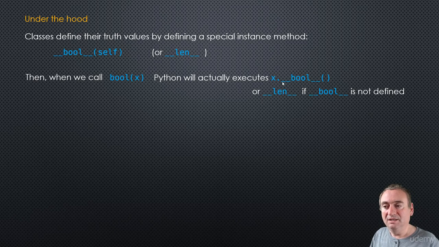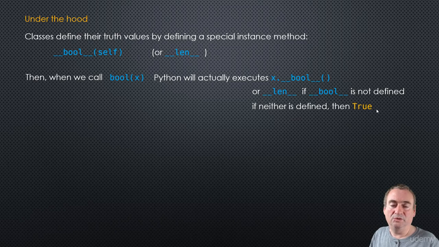Now, if it doesn't find the dunder bool, it will execute the len method instead. So the first choice, it will try to execute dunder bool. If it doesn't find it, it will try to execute dunder len on the object. And if that still fails, then it's just going to return true. So the default is true, right? So the default truthiness of every object in Python is true unless there is a bool or len method that returns false or 0, in which case it will be false. Now, of course, if bool returns true or len returns something other than 0, then the associated value would be true.